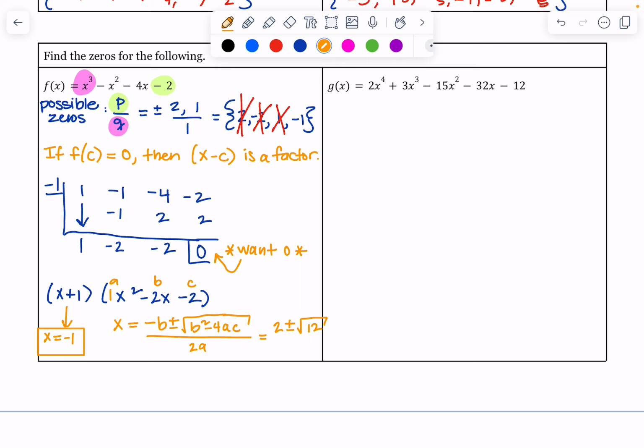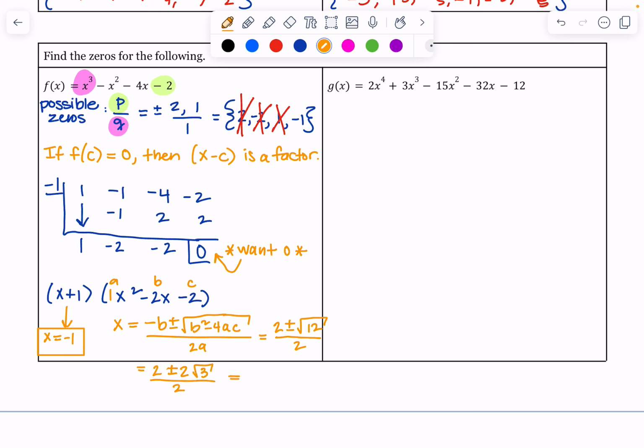Let me double check in my calculator. So we're doing -2 squared minus 4 times 1 times -2. And yep, I got 12. So all over 2a would be 2. When I reduce this further, I'm going to get 2 plus or minus 2 root 3 all over 2.